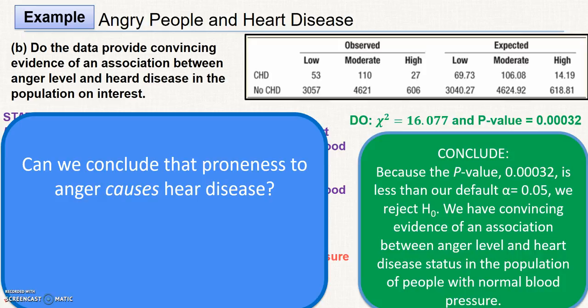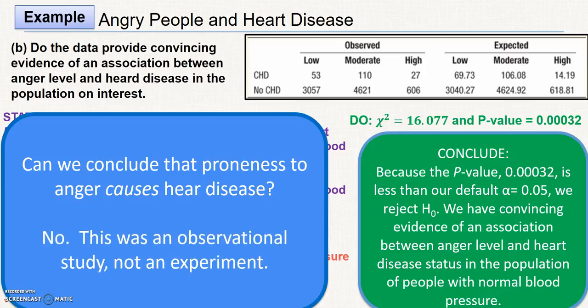Can we conclude that proneness to anger causes heart disease? Think about that for a moment. Pause and think about that. No, this was actually an observational study and not an experiment, so we cannot draw causation.